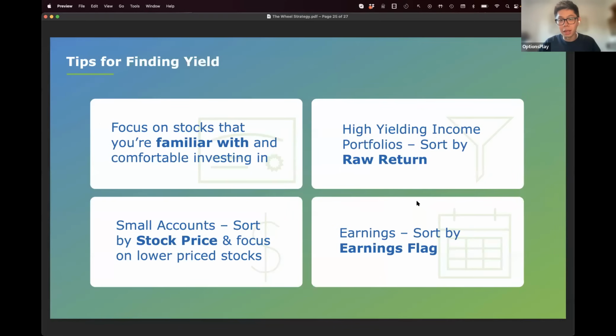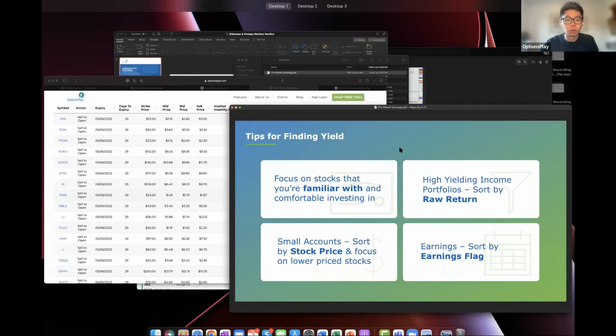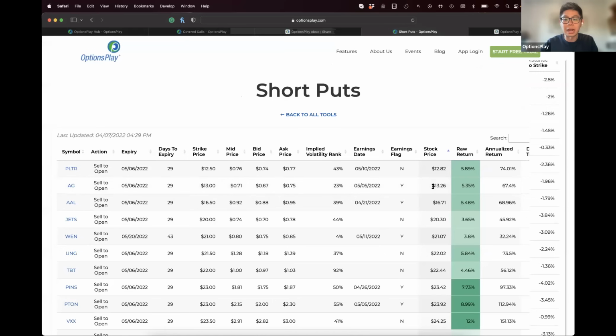And if you have a small account, I get a lot of questions from investors saying, I have a really small account. How do I work with this type of strategy? Because I can't afford to sell a cash secured put on SPY or Amazon or Netflix. Those are tens of thousands or hundreds of thousands of dollars. Well, we created this report so that you can sort it based on the stock price.